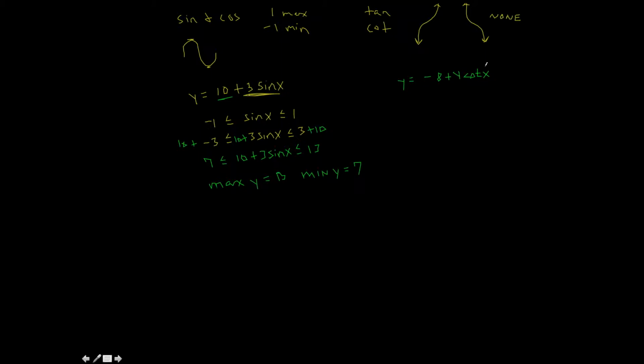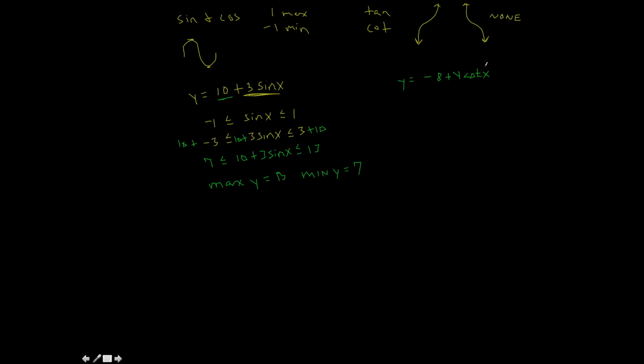Cotangent is going to be cotangent no matter what, so the properties will stay the same. So we have none. Okay, no maxes or mins with that. So keep that in mind as you're doing maximum and minimum. Now that's going to be the gist of it.